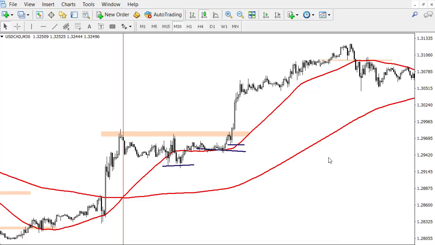In the next video, we will look at a shorter and more active trading strategy based on moving averages.